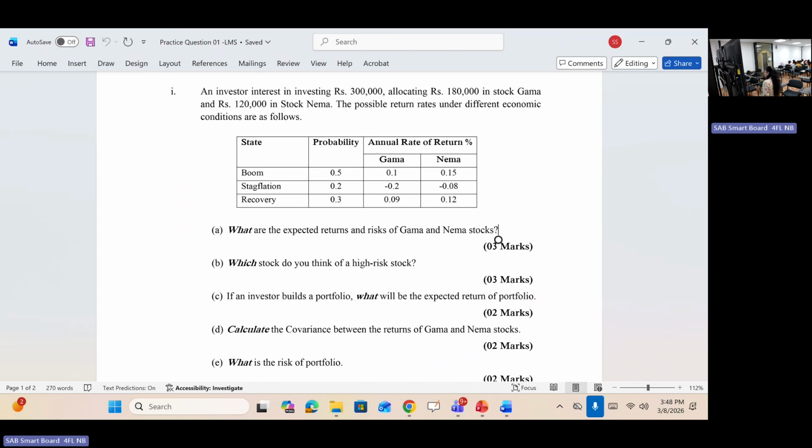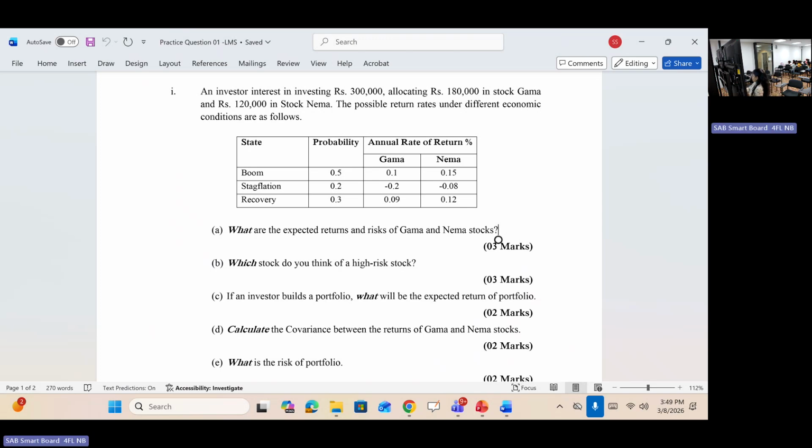What is the first question asked? What are the expected returns from Gamma and Lemma? That is the first step that you have to do. Expected returns. And then which stock do you think has a high risk? That means you have to calculate which one? Standard deviation. First, you have to calculate the expected return, ER.